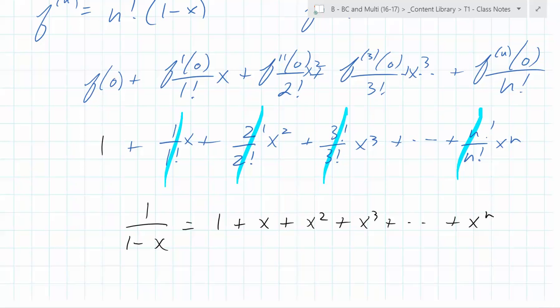Try 1. Does 1 work? Can you plug in 1 here? No. And what's 1 plus 1 plus 1? Oh, it blows up, right? Does negative 1 work? No, it oscillates. So it's all the numbers between negative 1 and 1. This is true. That's pretty cool.